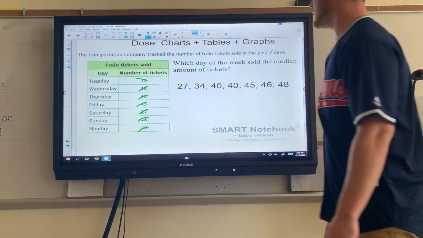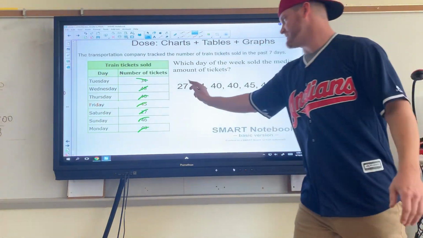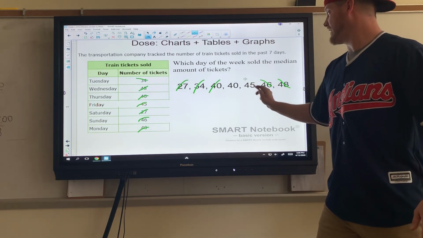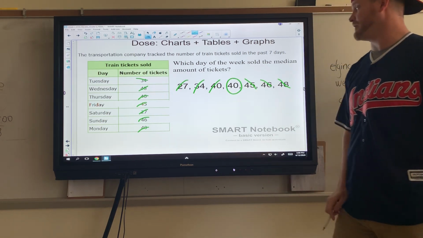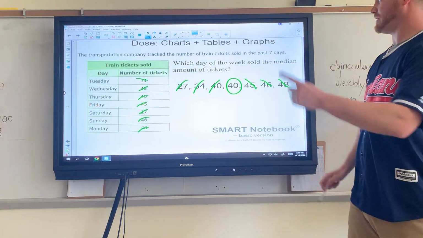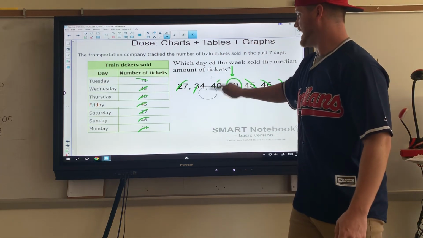Now when finding the median, we just cross off the least, the greatest, the next least, the next greatest. Basically far left, far right, far left, far right, far left, far right, until you get to that middle number. And because there's an odd amount of values, there's going to be one middle number. So this 40 is our median. So the answer to this is 40.